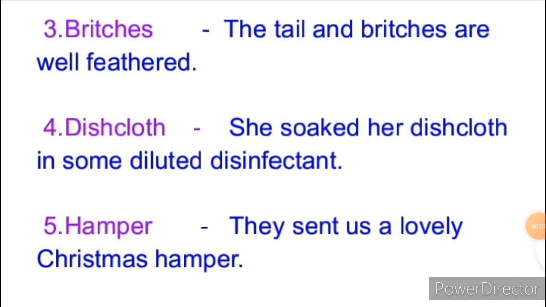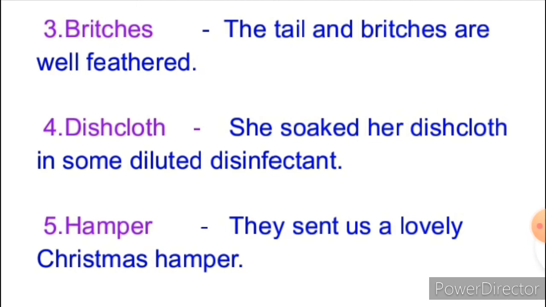Using that word breeches, we have to frame a sentence, children. The word breeches should be included in the sentence. So breeches are short trousers. Now look at the sentence, children. The tail and breeches are well feathered.